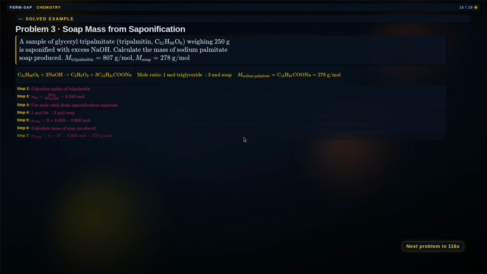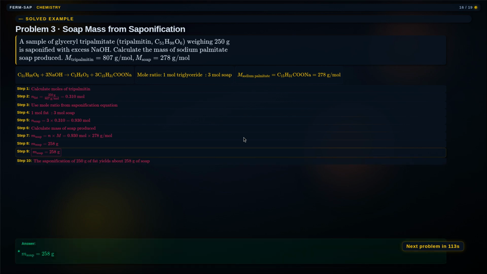Problem 3. A sample of glycerol tripalmitate, also called tripalmitin, weighing 250 grams is saponified with excess NaOH. Calculate the mass of sodium palmitate soap produced. Step 1. Calculate moles of tripalmitin. 250 grams divided by 807 grams per mole equals 0.310 moles. Step 2. Use the mole ratio from the saponification equation. 1 mole of fat produces 3 moles of soap. So moles of soap equals 3 times 0.310 equals 0.930 moles.